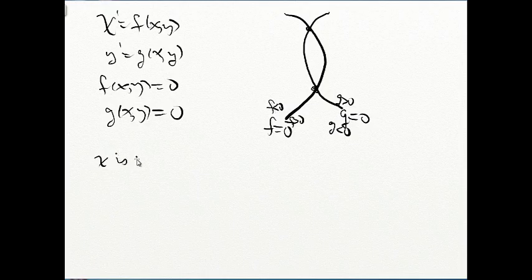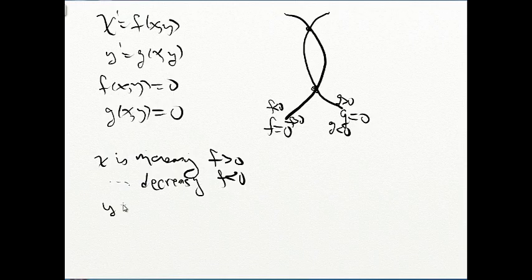X is increasing where f is positive, and of course it's decreasing where f is negative. Similar for y: y is increasing when g is positive and decreasing when g is negative. So in the 4 regions around each of those points, we look at where the solution curves are increasing and decreasing, and we draw little arrows to indicate that.